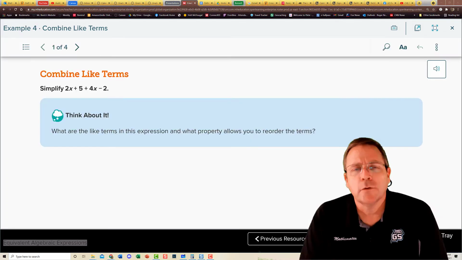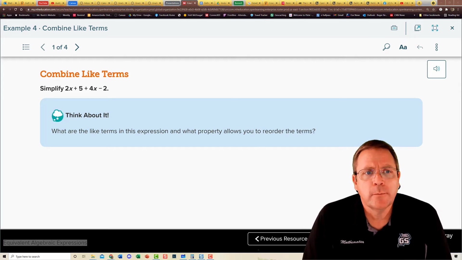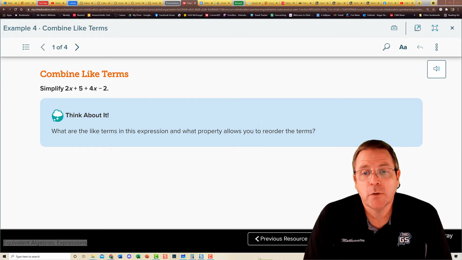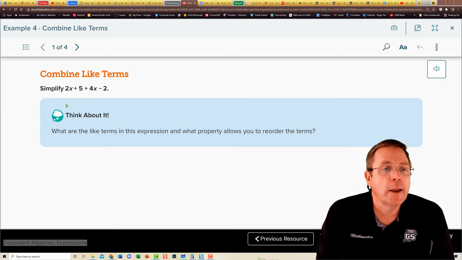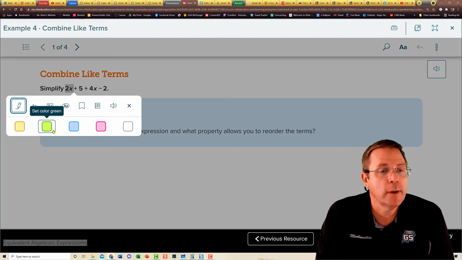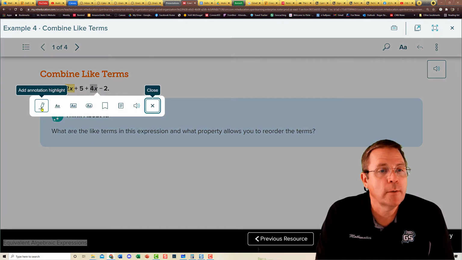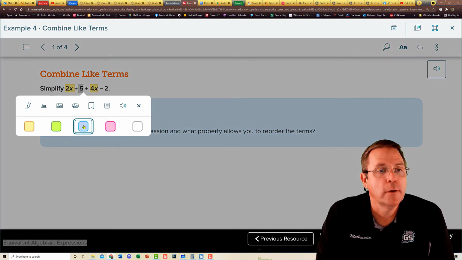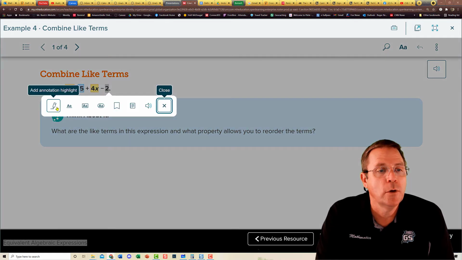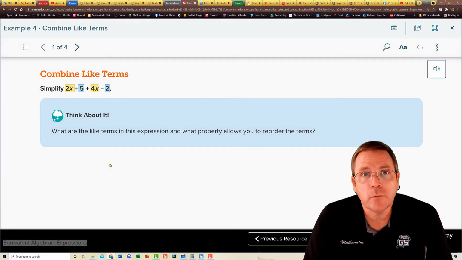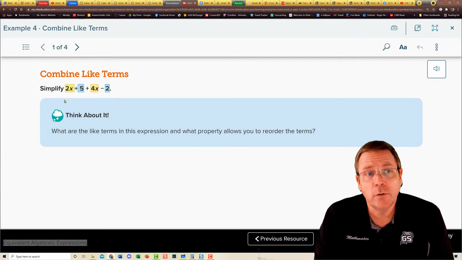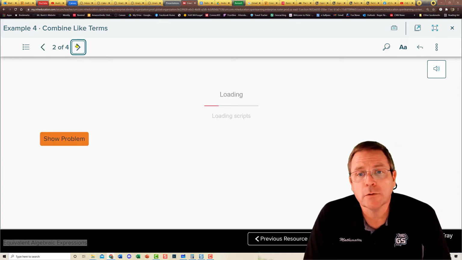Let's keep moving. Example 4 wants us to simplify 2x plus 5 plus 4x minus 2. The question is, what are the like terms in this expression, and what property allows you to reorder them? Well, your like terms, you're going to have 2x, we're going to make that yellow, and 4x, we're going to make yellow as well, because those are like terms. And then your constants of 5, we're going to make blue, and 2 we're going to make blue, the constants are like terms as well. What property allows us to reorder them, that's going to be the commutative property of addition that allows us to rearrange the way they're written.